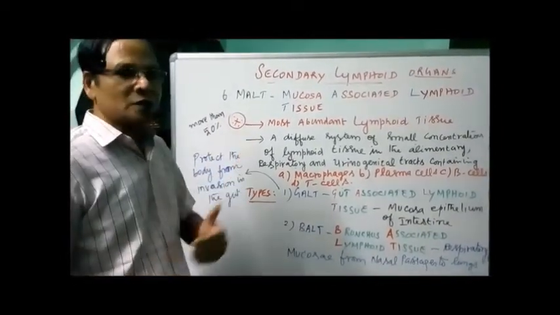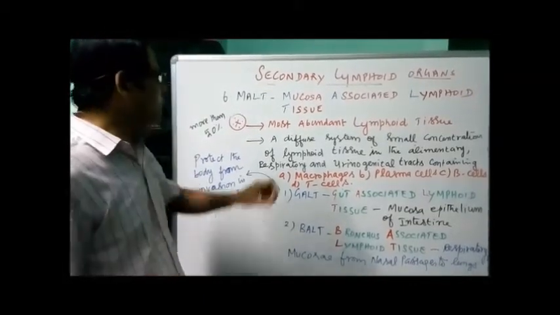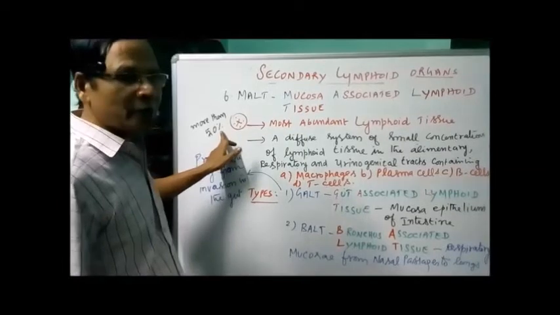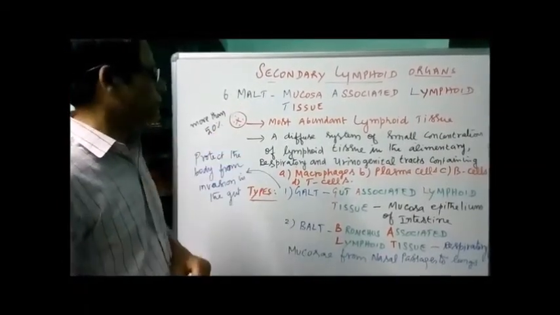As far as lymphoid tissue is concerned, the most abundant lymphoid tissue found in the body is MALT. Nearly more than 50% of the lymphoid tissue is constituted by MALT alone. This is an entrance question.